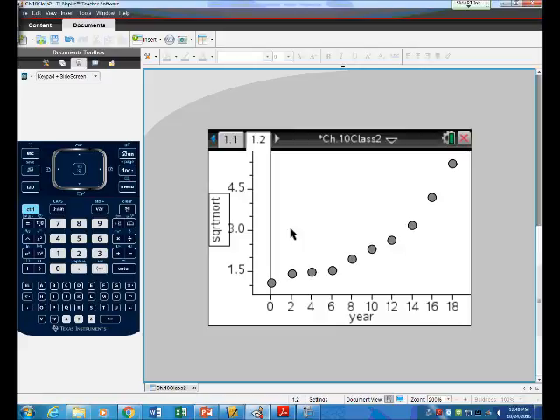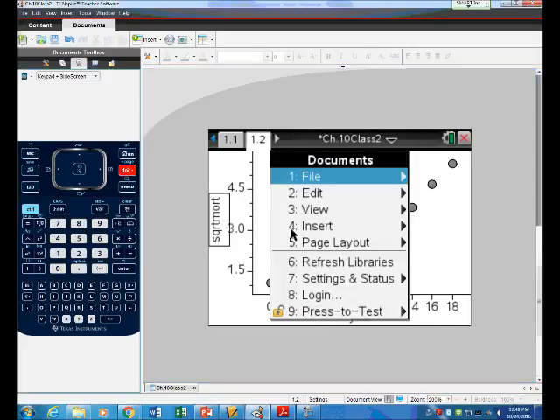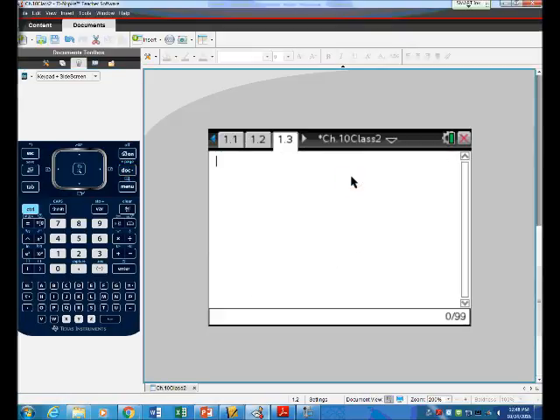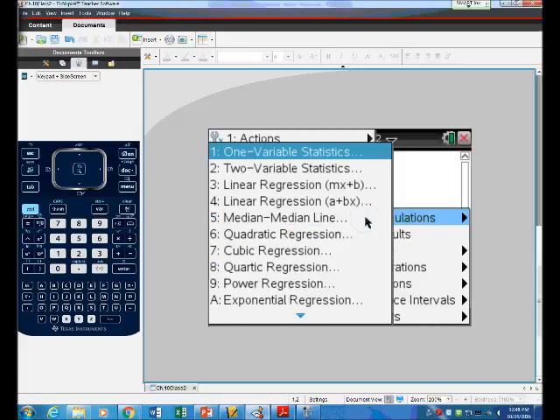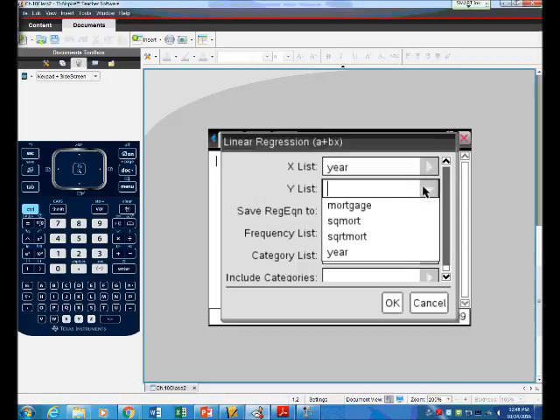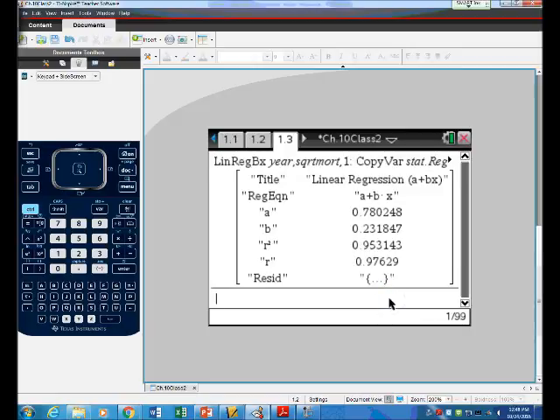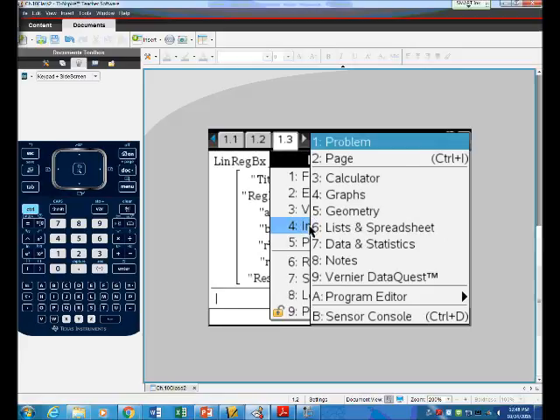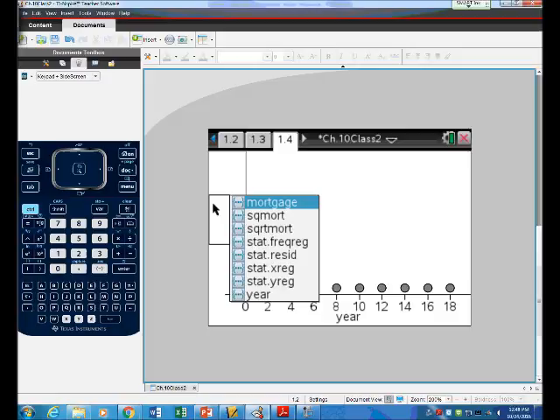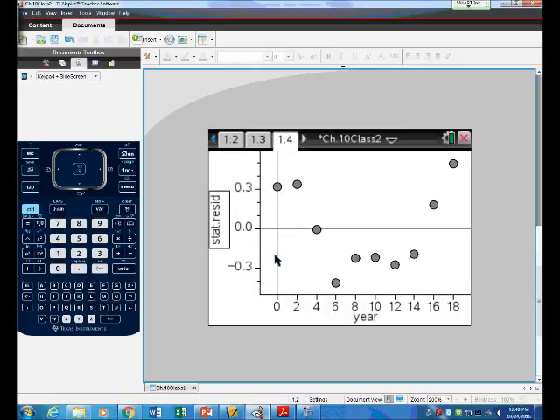Let's see if the model is appropriate. So I'm going to insert a calculator page and run the model. All right. Stat calculations, A plus BX. My explanatory is year. Don't forget we re-express to the square root of mortgage. And we always have to check the residuals. So I'm going to put year, and then my response is the residuals. And, well, it's up to you. You can obviously work with that model if you want, right? If you think that's the most useful.